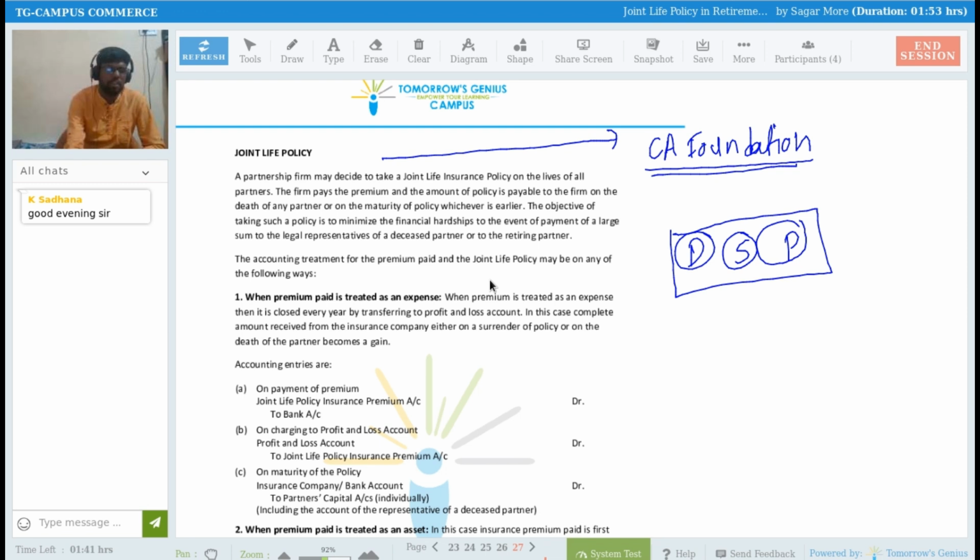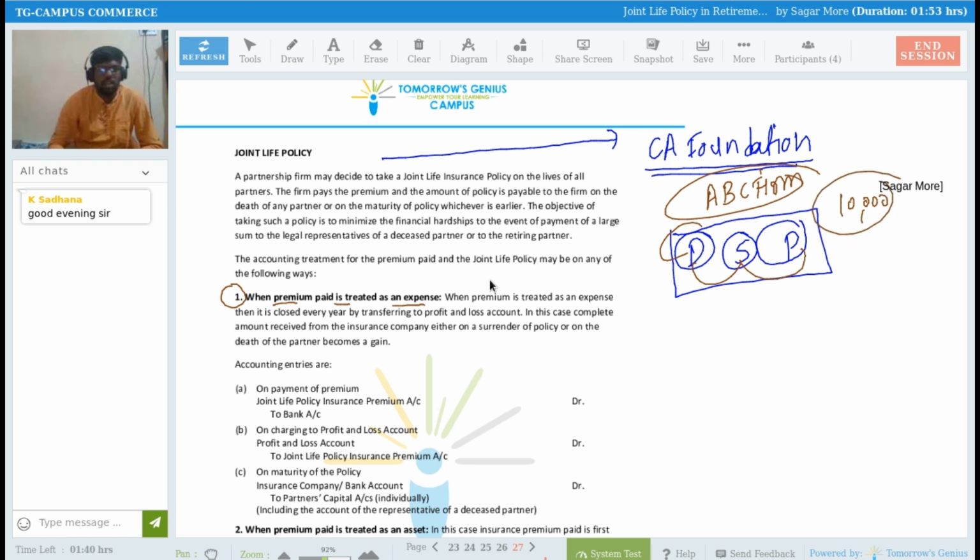See here. There are two methods by which you can record this in your books of accounts. The first is when premium paid is treated as an expense. So what does it mean? You are running one partnership firm, the name of the firm is ABC firm, and in this ABC firm there are three partners, Dhanushri, Sadhana and Parth-Sarthi. Now, all of you have taken one policy on your lives jointly, right? And the premium amount is 10,000 rupees that you are paying annually to the insurance company.